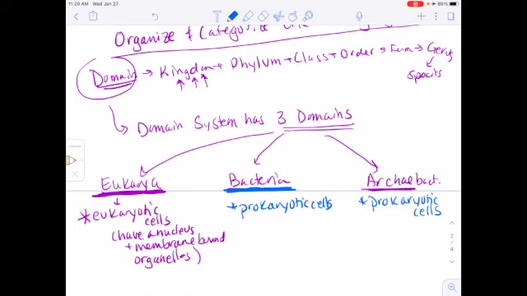Prokaryotic cells have no membrane-bound nucleus or organelles. We'll see what organelles are later in the semester when we study parts of the cell. But that's a major difference between eukaryotic and prokaryotic cells.